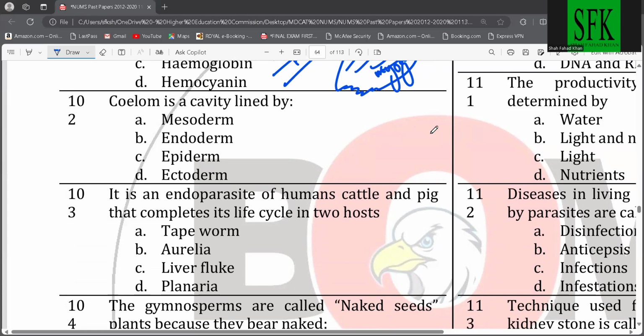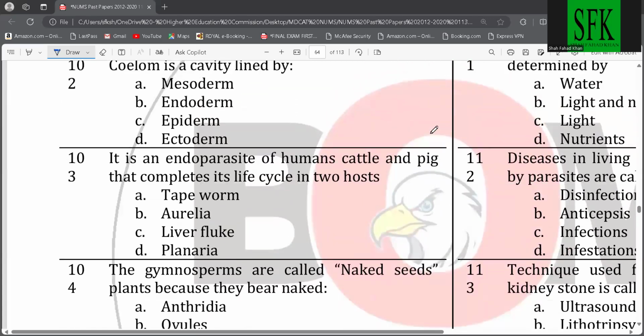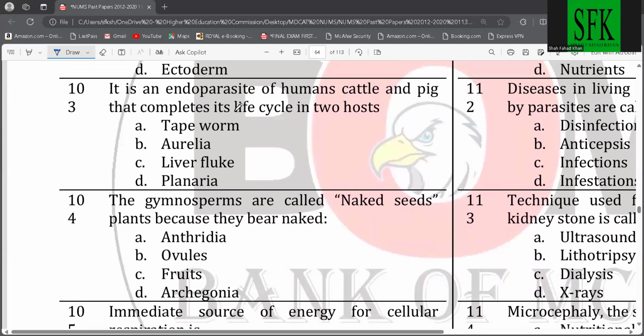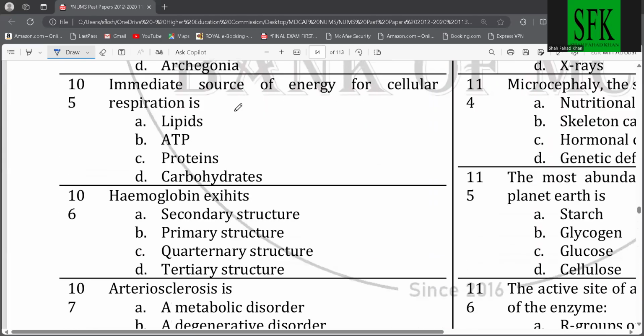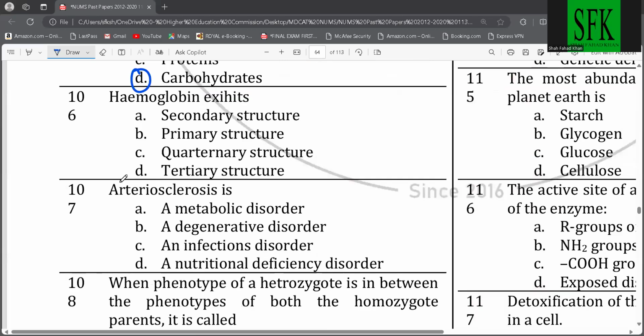Coelom is a cavity lined by endoderm, but check it yourself. Endoparasite of human, cattle and pig, that cattle completes its life cycle, check that. Then gymnosperms: immediate source of energy is carbohydrates, okay, because of glucose.